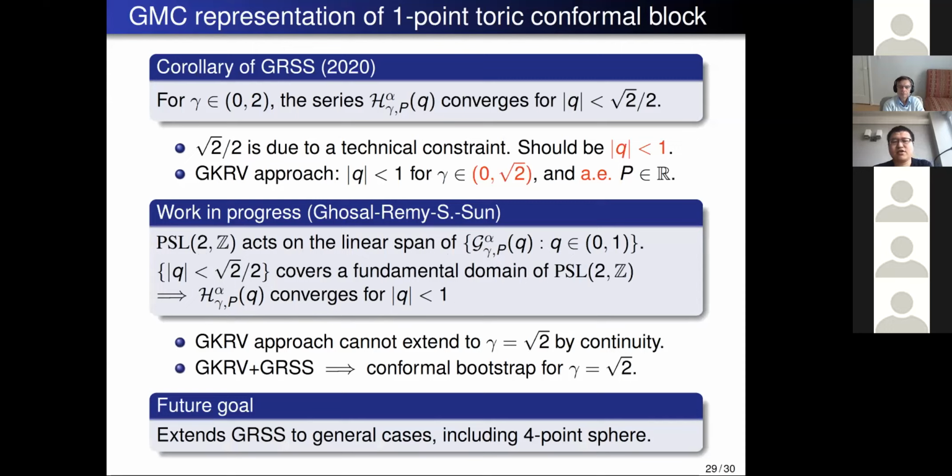I also want to mention that this GKRV approach doesn't extend to gamma equal to square root of 2 by continuity because of an essential obstruction. But if we combine their approach and our work, we can say that the conformal bootstrap holds for gamma equal to square root of 2. And the future goal of our program is to extend this work to general cases, including the four-point sphere.